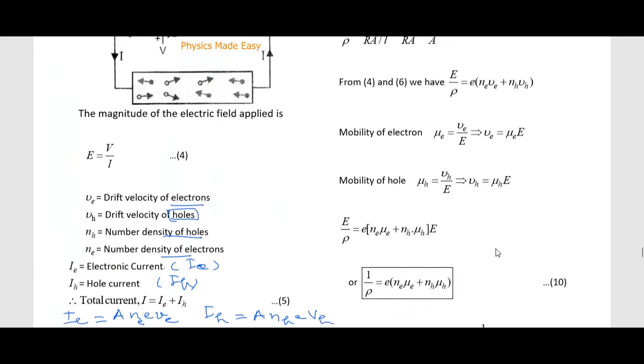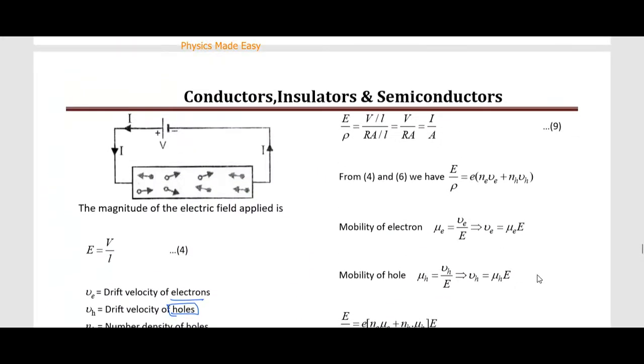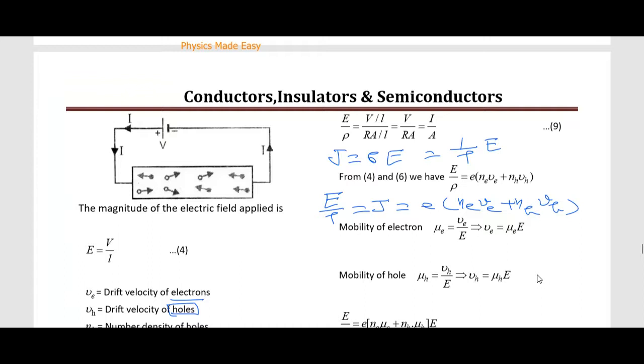And now we can change it. Basically what I got is J equal to sigma E. Sigma is electrical conductivity and this is 1 by rho. You can also write J is E by rho. So E by rho is equal to the current density, and this is small e times (NeVe plus NHVH).